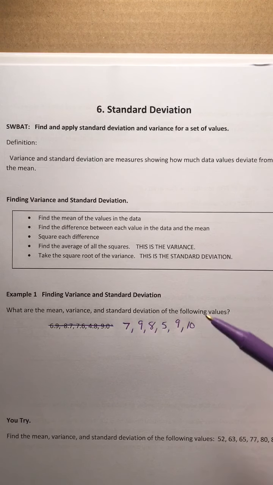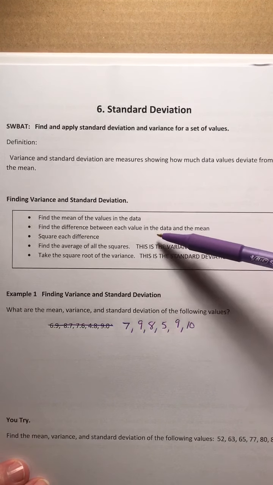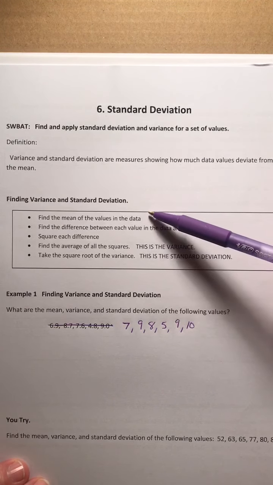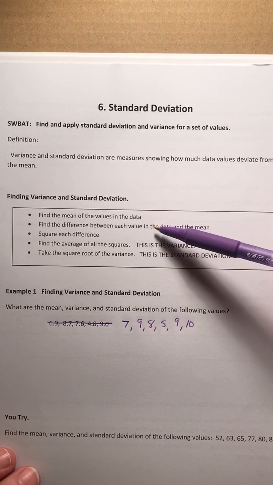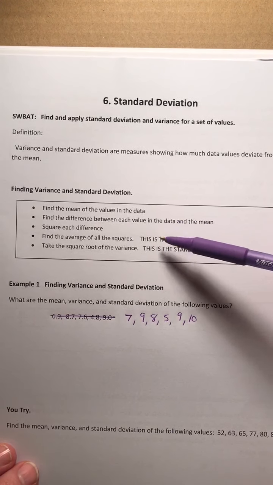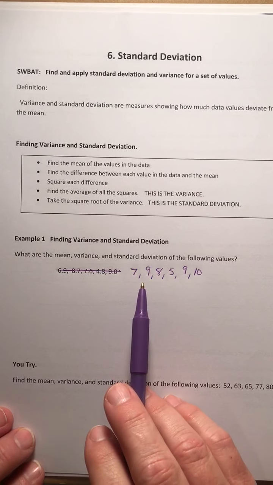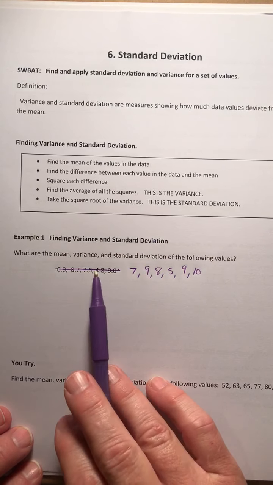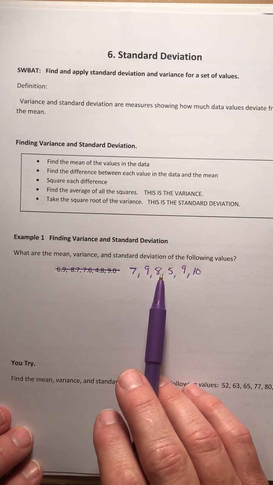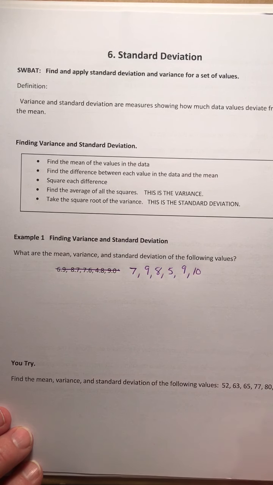All right. In this box are the directions for finding the variance and the standard deviation. We're going to use these to do this. Now, I made example one a little bit easier. I changed the numbers so we didn't have decimals. I made it 7, 9, 8, 5, 9, and 10.